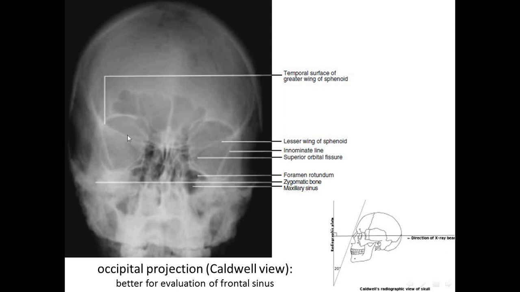This is the temporal surface of the greater wing of sphenoid, and this is the lesser wing. This hypodense area is the superior orbital fissure. When we talked about the foramen of skull base, we talked about this structure. And we will see it again when we talk about the orbit. Here we have the foramen rotundum. This is the maxillary sinus. And these are the zygomatic bones.